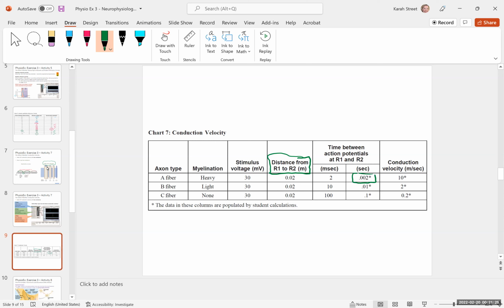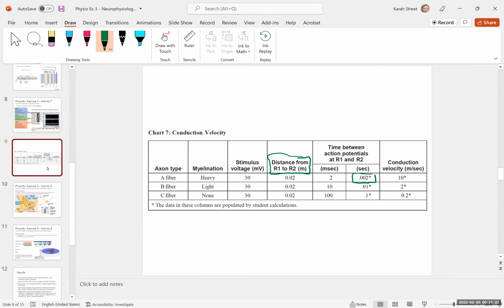I will not be asking you to do this on your lab exam. I simply want you to know which axons allowed for the fastest conduction velocity or transmission of the action potential. And notice the axon that was the biggest diameter and most heavily myelinated had the fastest conduction velocity.